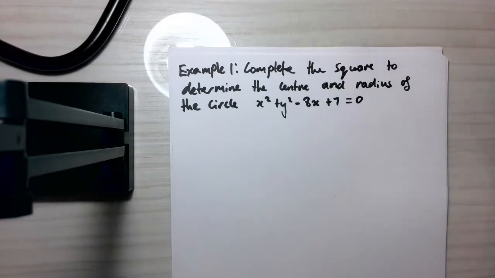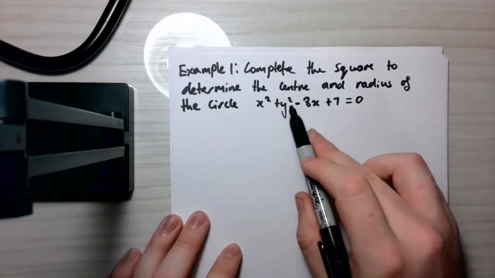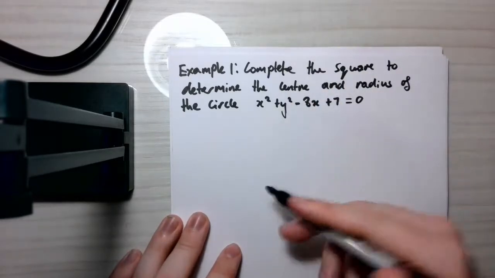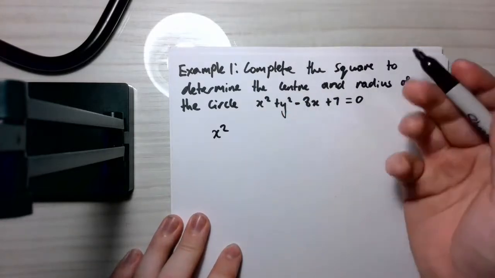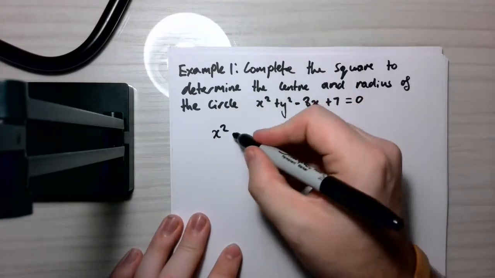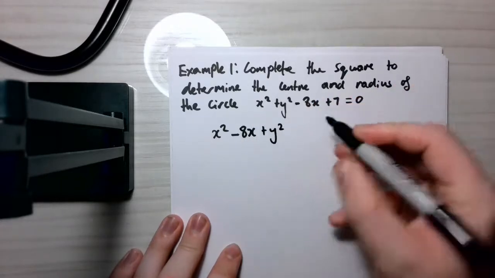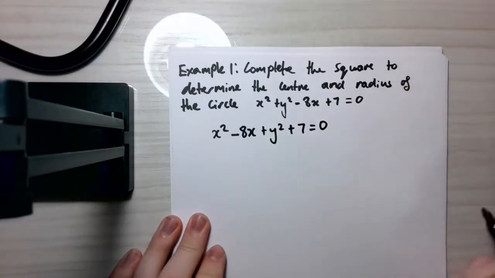So x's with x's and y's with y's, right? And you'll notice that while there are x's, there's only one y squared, there's no other y. So we're going to rearrange this equation. What we're going to rearrange it to be is x squared, and just remember that negative is attached to that 8. Okay, that minus 8x. So x squared minus 8x plus y squared, and there's no y to group it with, and plus 7 is now equal to 0. Okay, so we've done step 1, we've grouped everything together.